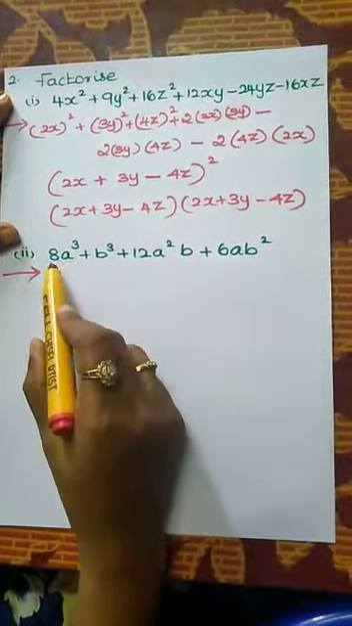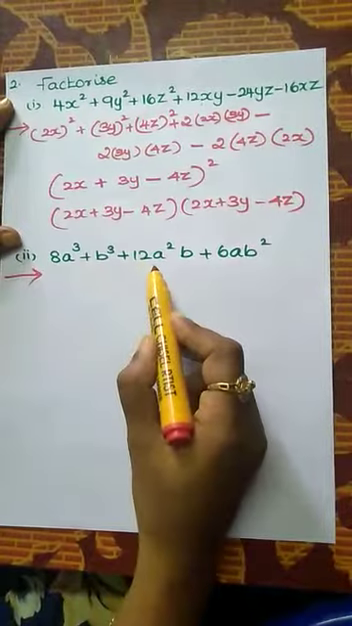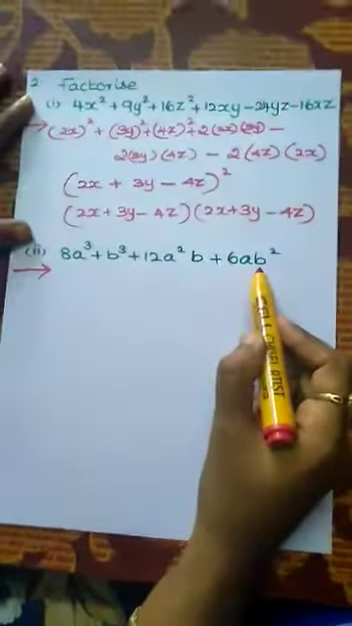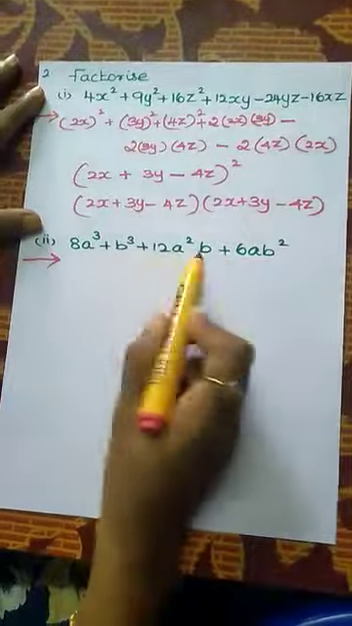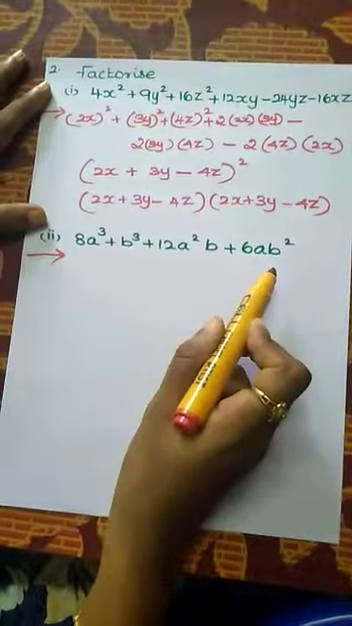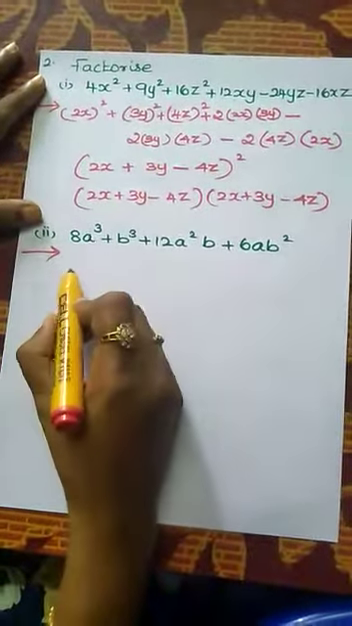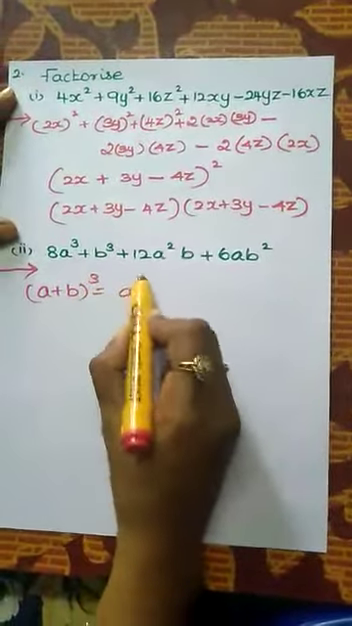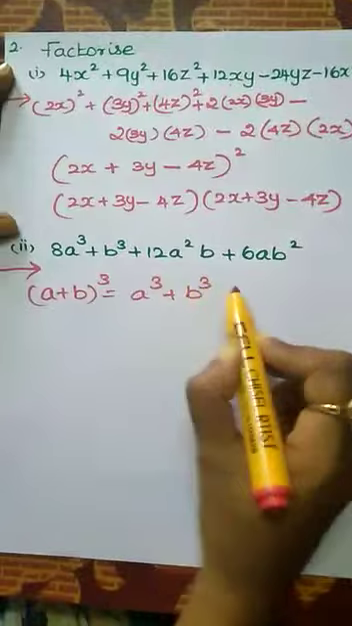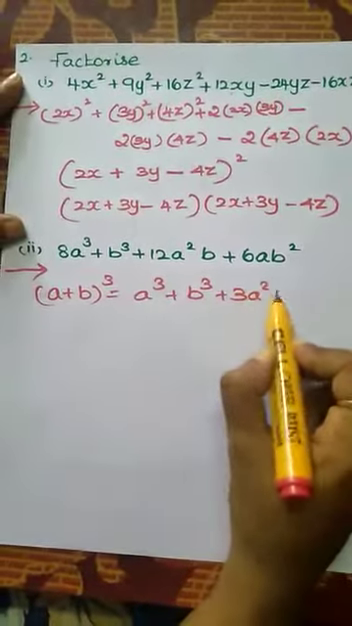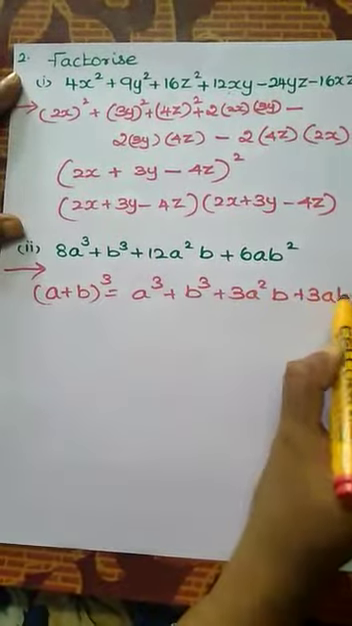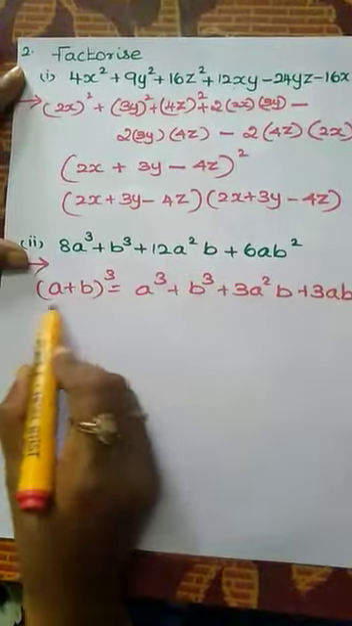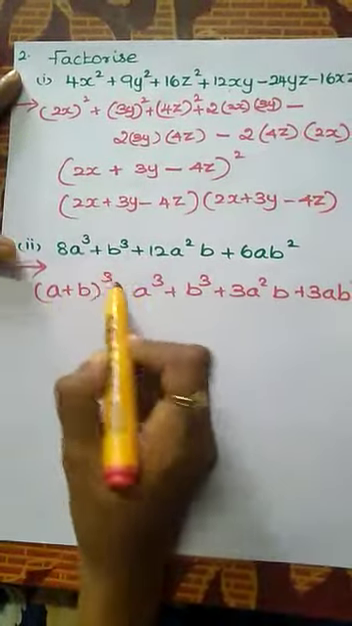The next one, 8a cube plus b cube plus 12a square b plus 6ab square. Here also we have to use the algebraic identity. What is the identity? a plus b the whole cube is equal to a cube plus b cube plus 3a square b plus 3ab square. Now we have to write it in the a plus b the whole cube format.